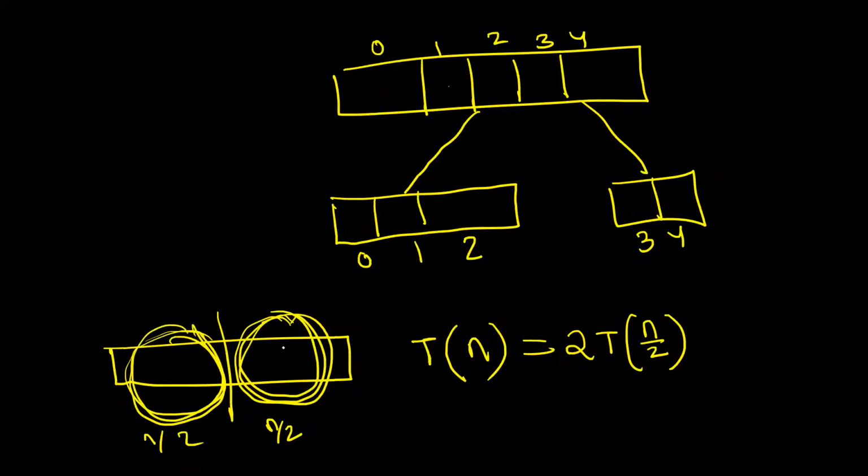But is my job done? No. After you have sorted these two arrays of size n by 2 each, you have to perform a merging of these n total elements. So how much time will merging take? Plus big O of n.